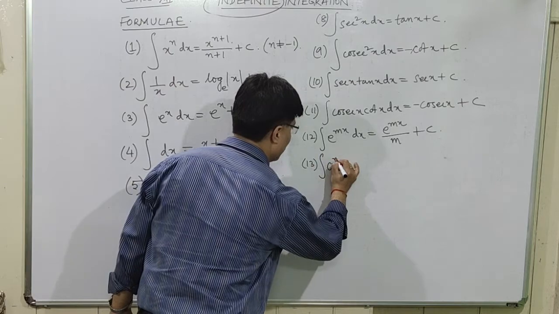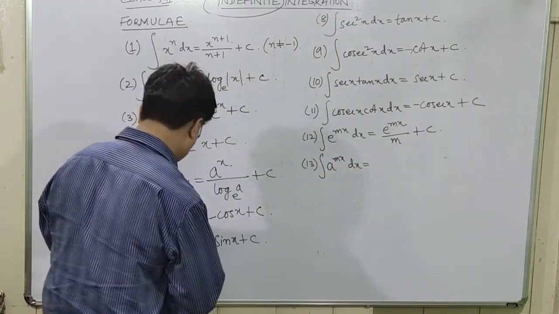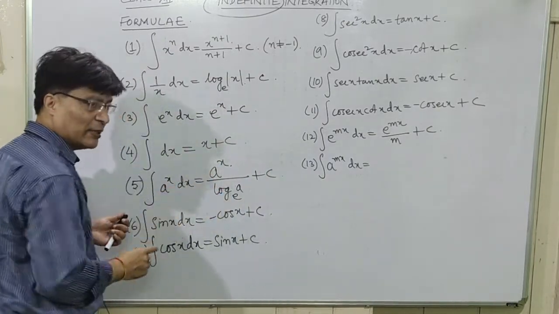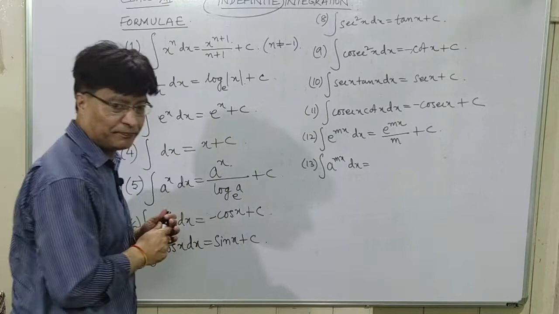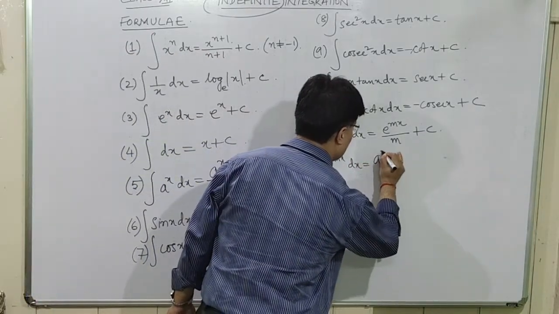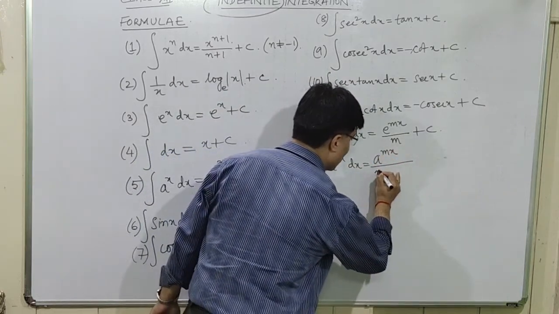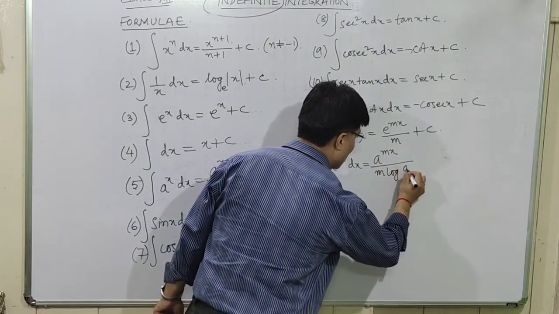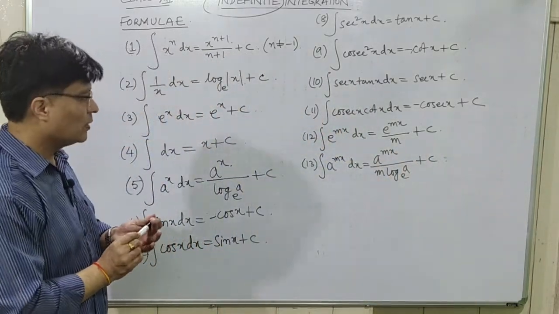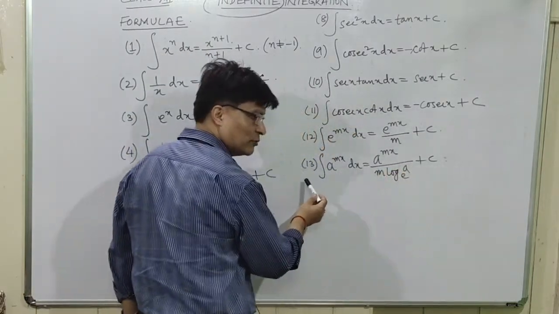Integration of a to the power mx dx is equal to, its formula will be just like a to the power x dx, which is a to the power x divided by log a base e. But since m is there, dividing by m we have to write as well. So it is a to the power mx divided by m, and then we write log a base e plus c.